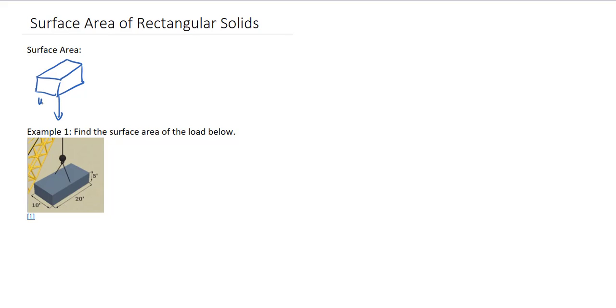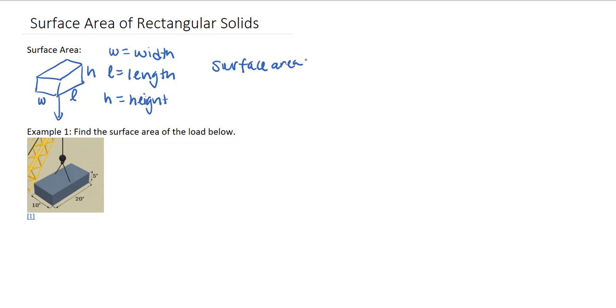You have the width, you have the length, we're just going to do a fancy L, and then you have the height. So W is the width, how wide it is. L is for length, and H is for height, so how tall is it? Now, the formula is going to be for the surface area of just rectangular solids. We're not looking at other things like that.